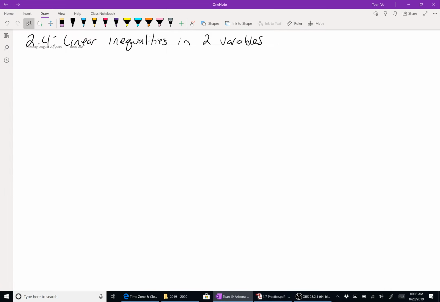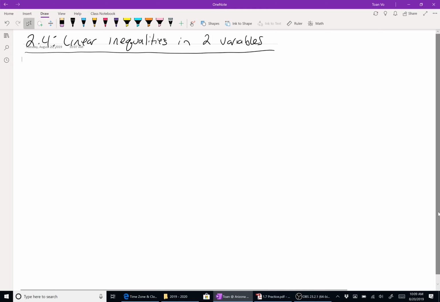Today we're going to talk about linear inequalities in two variables. To start off, I want to redo what we did yesterday, just a quick recap. Yesterday we were sketching linear functions, lines basically. Call it a recap, call it a review. This was an example question that I asked you to do yesterday.